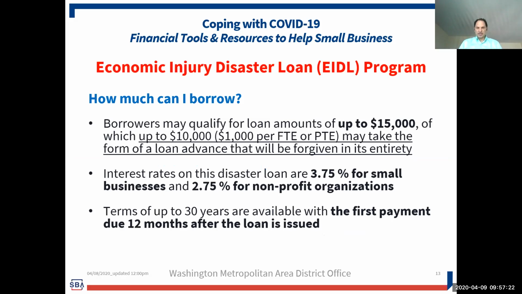Go ahead. Interest rates on this disaster loan are 3.75% for small businesses and 2.75% for nonprofits. The terms are up to 30 years, 25, 27, 28, 30 years. It depends on the circumstances of the borrower. And the first payment is due 12 months after the loan is issued. So you don't even have a payment for 12 months. It's designed to be easily paid back, and there's no prepayment penalty. Moreover, whatever loan you eventually end up getting, the $15,000 plus whatever else, if you end up not needing all of it, you don't have to use it. You can just pay it back right away.